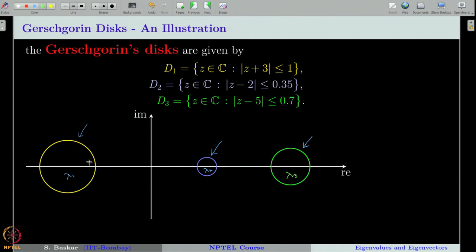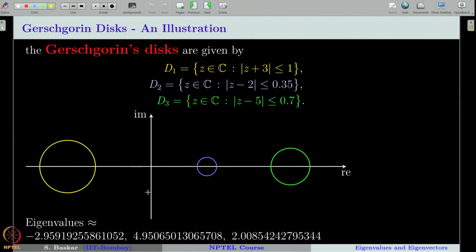They can be anywhere in the disk. Suppose if it is here, it means it is a complex eigenvalue. If it lies on the real line, it means it is a real eigenvalue. But what the Gerschgorin disk theorem surely says is that you cannot find an eigenvalue which is outside the disk. That is not possible. That is what the Gerschgorin disk theorem says. This is what we mean by saying that the Gerschgorin theorem localizes the eigenvalues. It just gives you a particular set in which all the eigenvalues lie. In this case, it is the union of these disks.